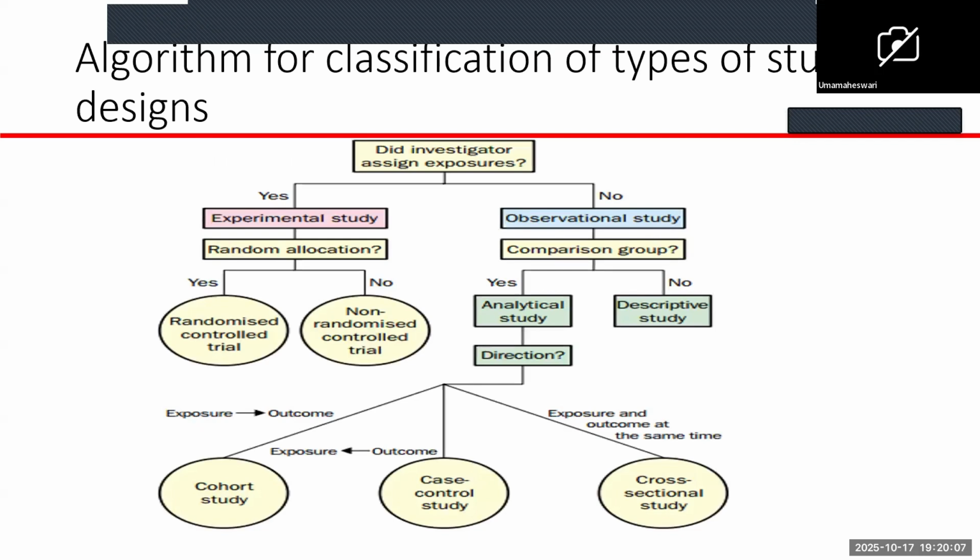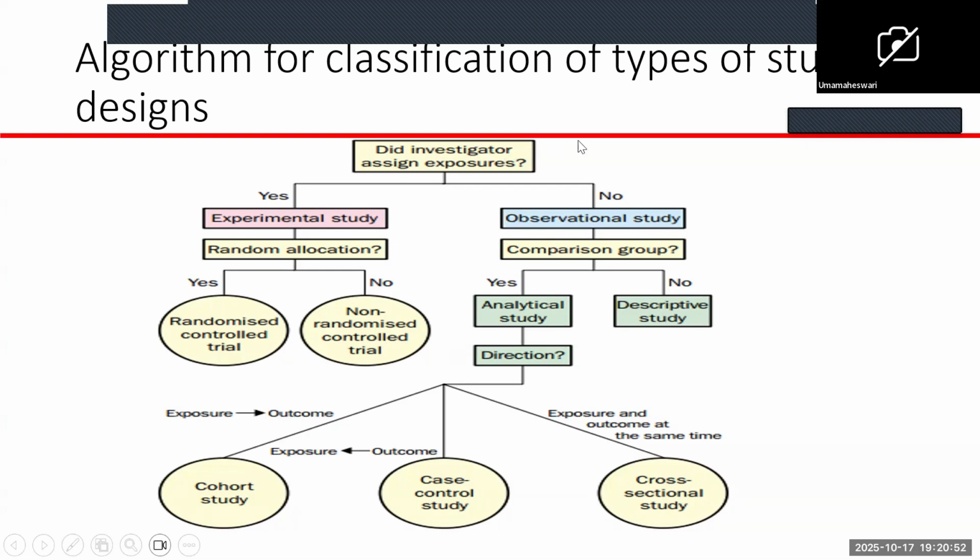Coming to this tree, I want you to know how you choose your study design. Whenever you plan your research, first put your question in your mind: am I assigning the exposure or not? If yes, that comes under your experimental study. Whether I'm doing random allocation or comparing before and after decides the type. If you are randomly allocating study subjects to the intervention group or the control arm, that is your randomized control trial. So if you are assigning your exposure, that is your experimental study.